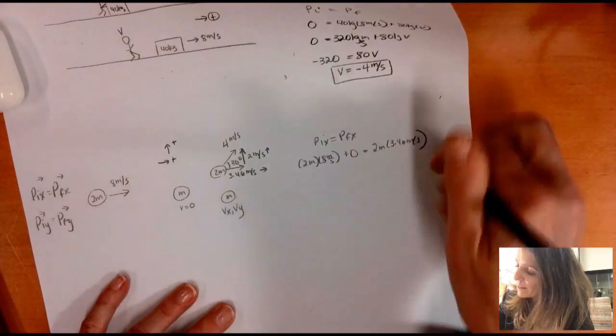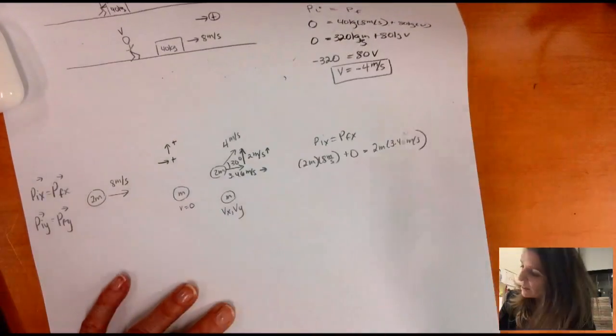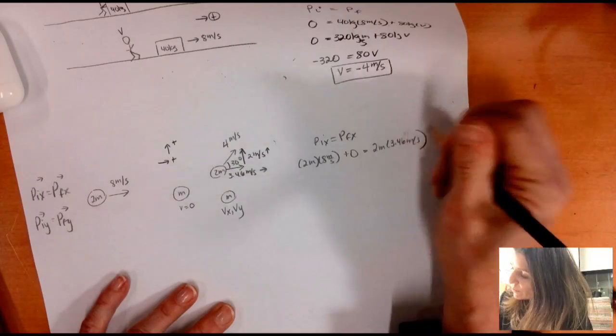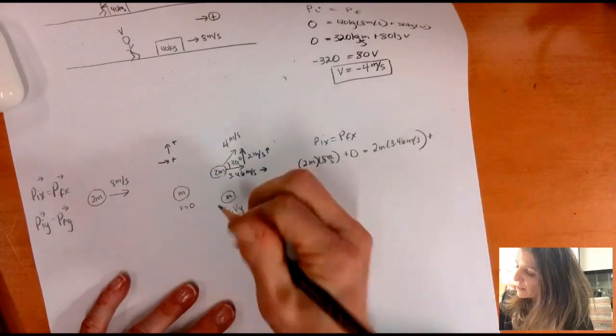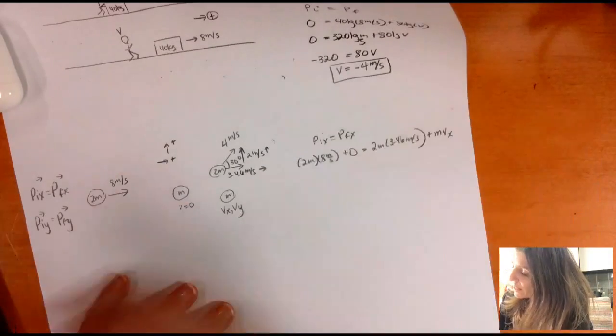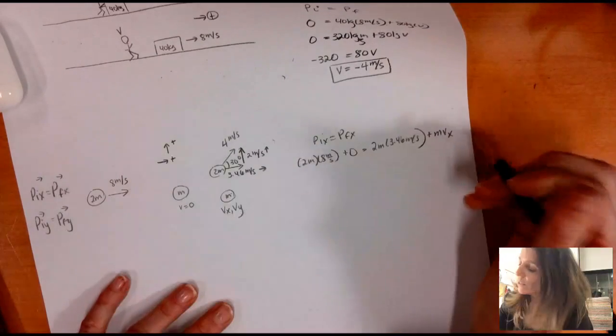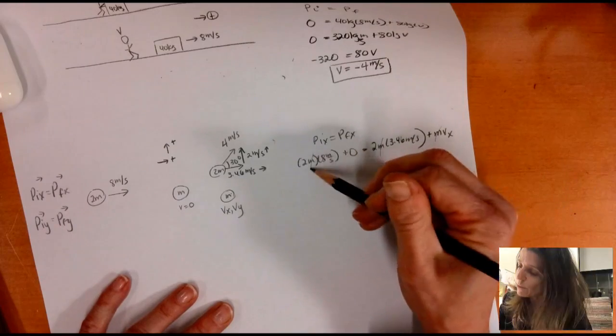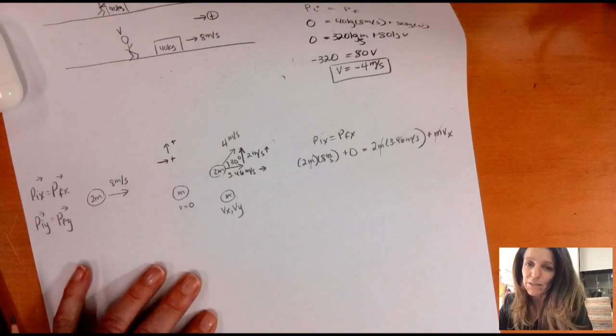I don't know why I made that 6 so super tiny. 3.46 plus m times Vx. And I'm not going to force it to be anything. I'm just going to let it come out the way it is. The first thing you'll notice is the m's will cancel. So often in these problems you're not actually given the mass, just the relative masses.